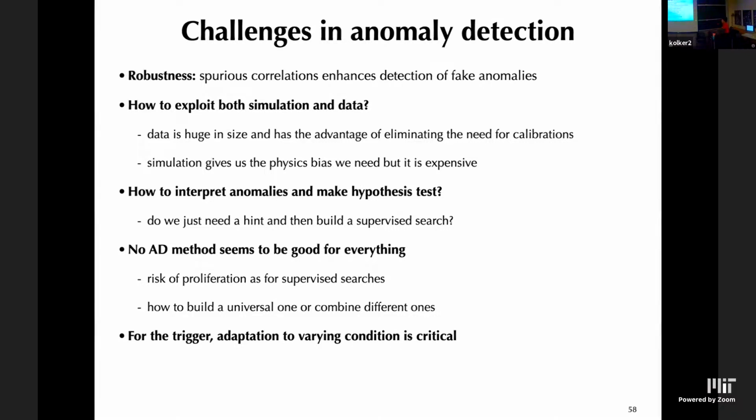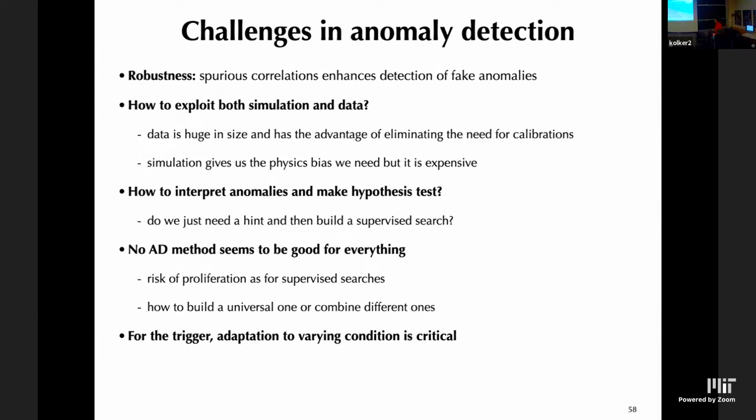Then one open question, a long-hanging fruit, is how to interpret anomalies and make hypothesis tests. Do we just need the hint and then build a supervised search, or can we do something like a hypothesis test without a hypothesis, in some sense?